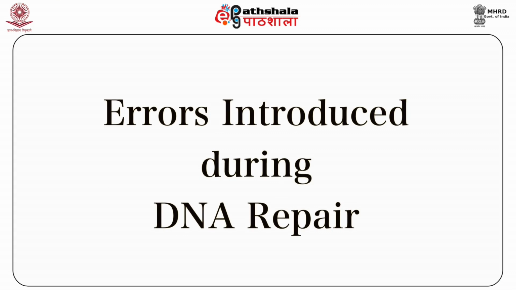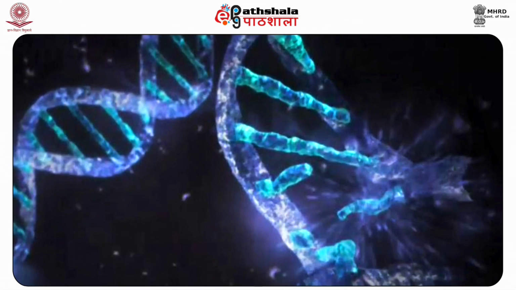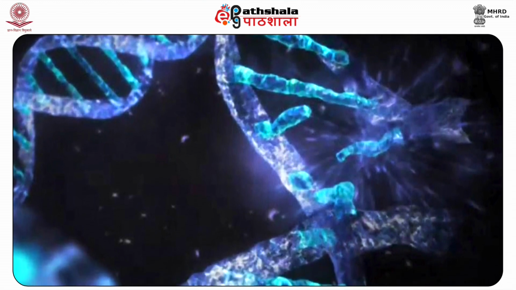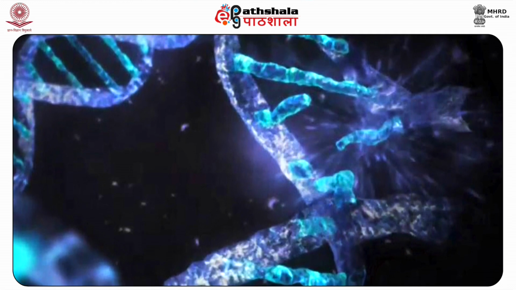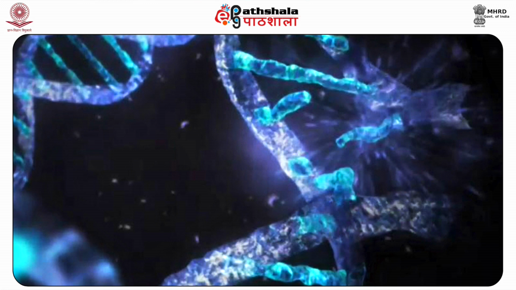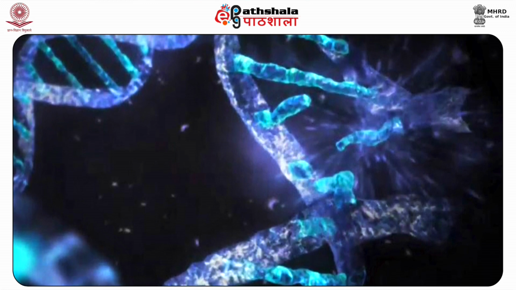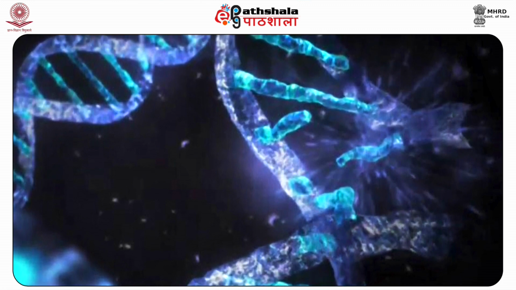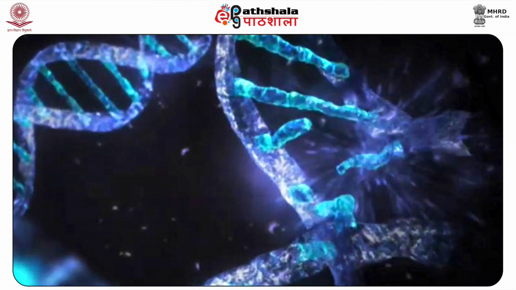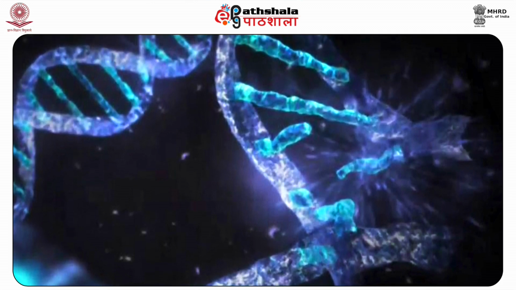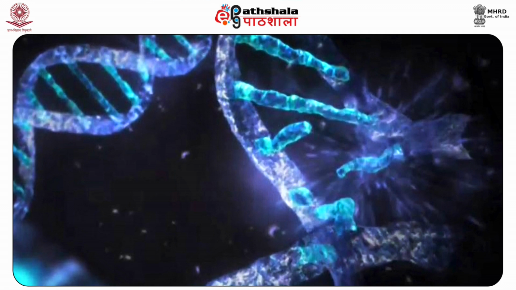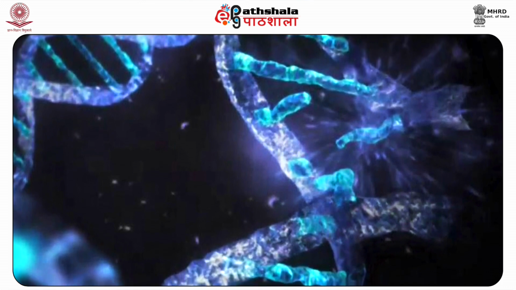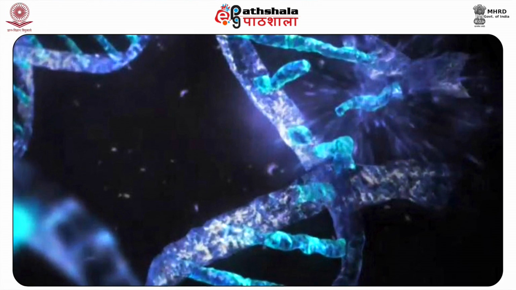Next is errors introduced during DNA repair. Although naturally occurring double-strand breaks occur at a relatively low frequency in DNA, their repair often causes mutation. Non-homologous end joining is a major pathway for repairing double-strand breaks. NHEJ involves removal of a few nucleotides to allow somewhat inaccurate alignment of the two ends for rejoining, followed by addition of nucleotides to fill in gaps. As a consequence, NHEJ often introduces mutations.